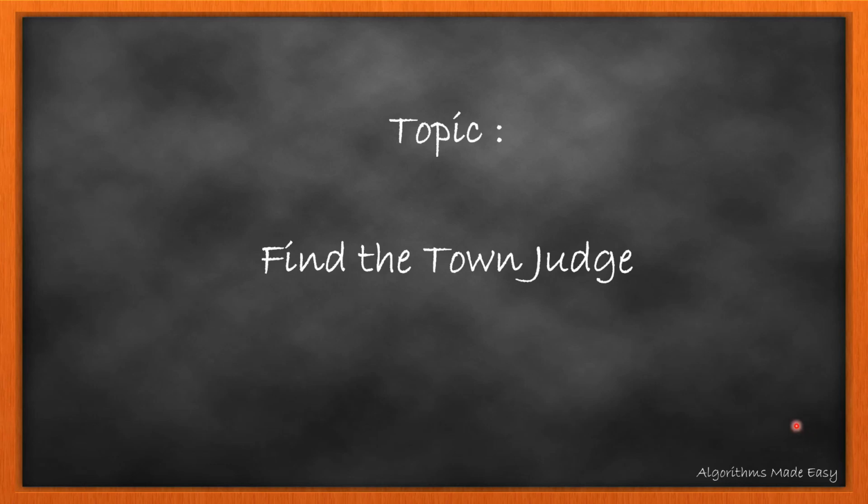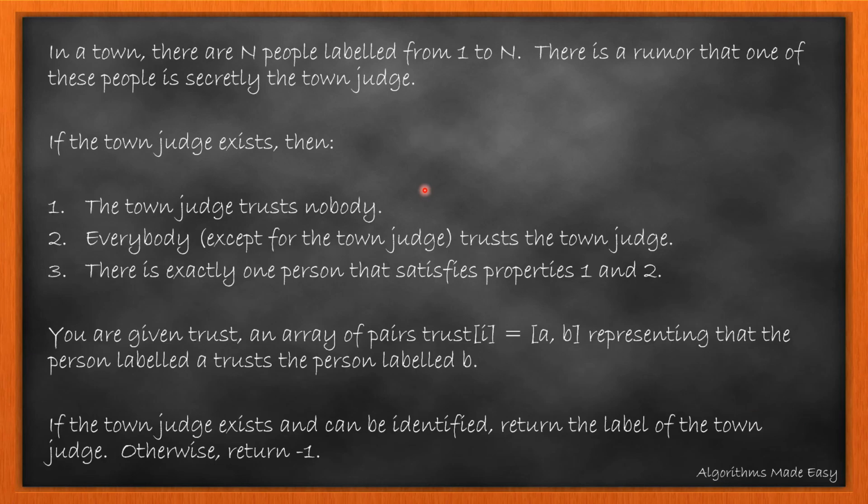We will go through the day 10 problem from the May LeetCoding challenge. In a town, there are n people labeled from 1 to n. There is a rumor that one of these people is secretly a town judge.